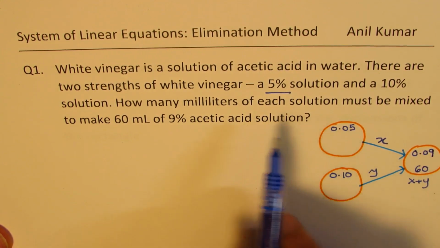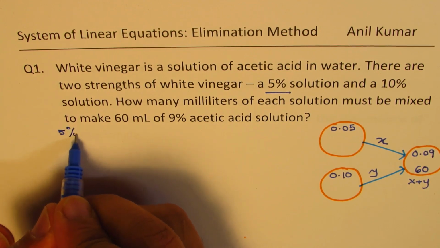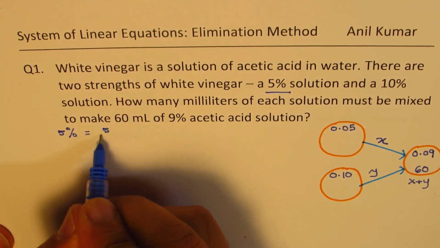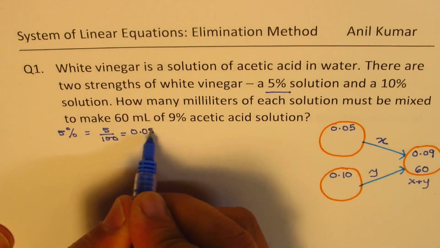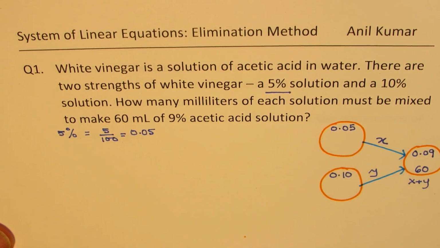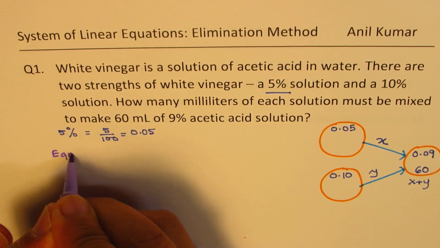0.09, right? So whenever we have 5%, it means we have to write 5 over 100. So that is 0.05, which I am writing here. So I hope that is clear, right? Now let us see how to form equations from this given information. So that is very important to understand.